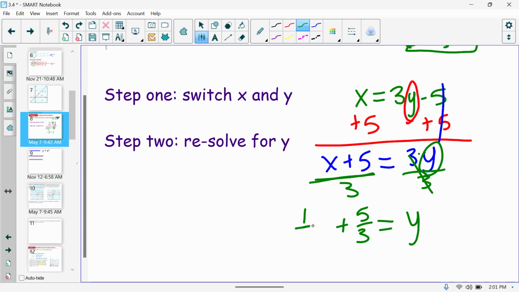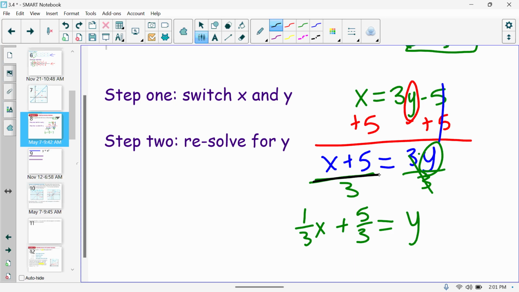So there's a couple different ways you could write that answer. You can write it like this or like this, either one. But again, if you're writing it as one fraction, that fraction bar has to go all the way across because both terms, the x and the 5, are getting divided by 3.